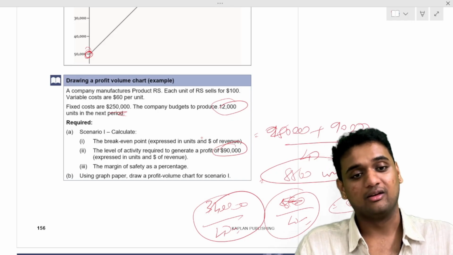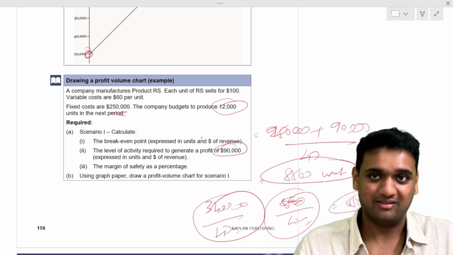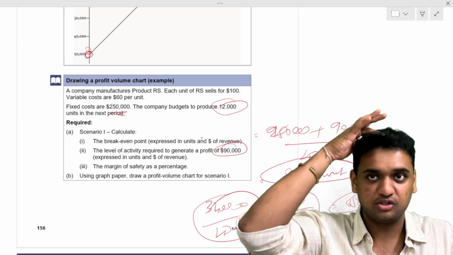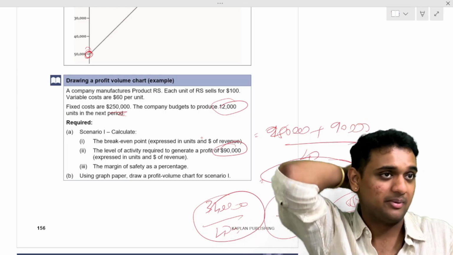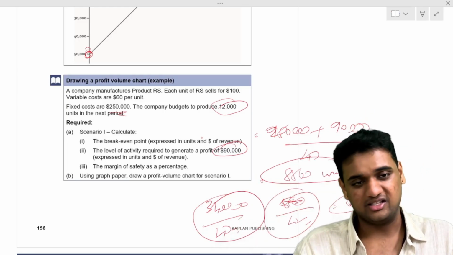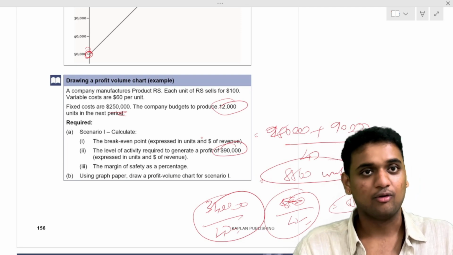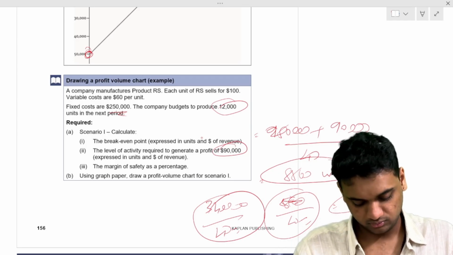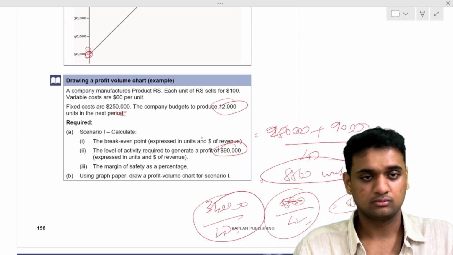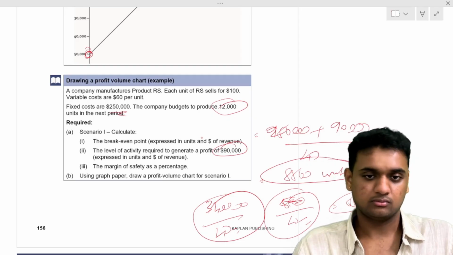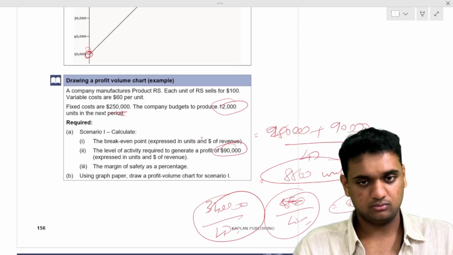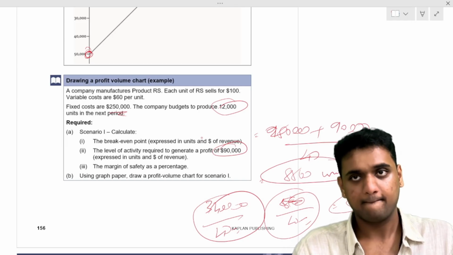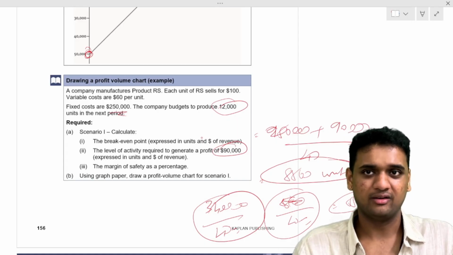What did we find out? Margin of safety in units. What is margin of safety as a percentage? 57.9. Any other answer? 47.9. Any other answer? Got it, all of you? 47.9.